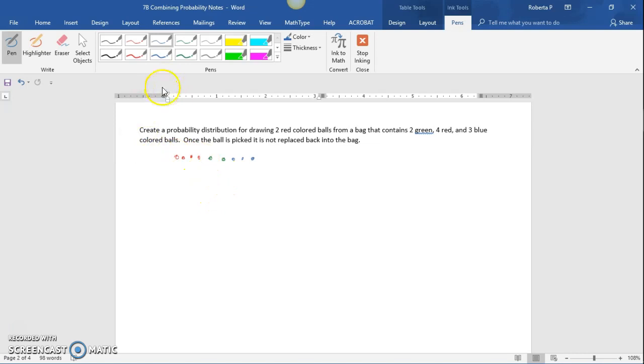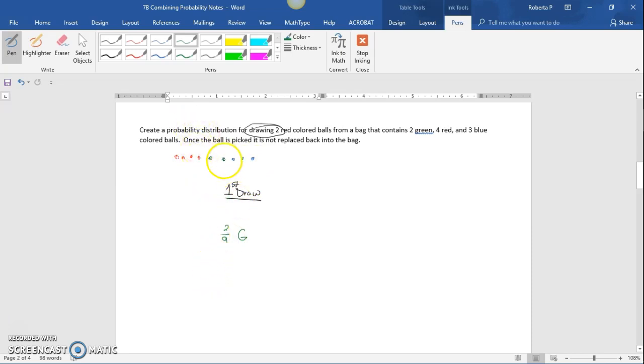Okay, so we want to create our tree diagram. We're drawing out 2, so when we had 3 children, we had 3 stages, if you will. So this is the first draw, and we're going to start in the order of what we're doing. The first time we pull something out, we could pull out a green color. And if we pull out a green color, we have 2 out of a total of 9 possibilities.